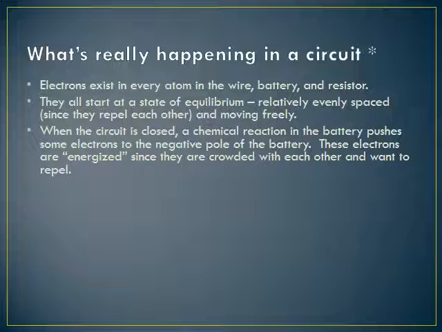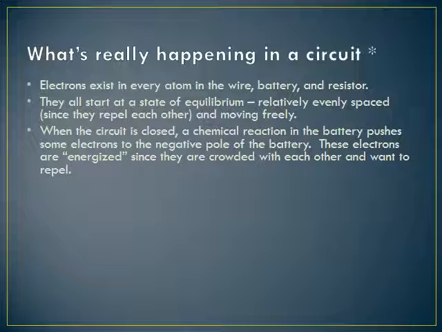When you close the circuit, when you connect the one end of the battery to the other, there's a chemical reaction that happens inside the battery. And that reaction pushes electrons to the negative side of the battery. Now, these electrons are known as energized because they're all packed together. They're crowded up on the negative side of the battery, and they're sort of unhappy about that. Electrons repel other electrons, so they really would like not to be crowded up, but this chemical reaction is forcing them all to be in the same place.